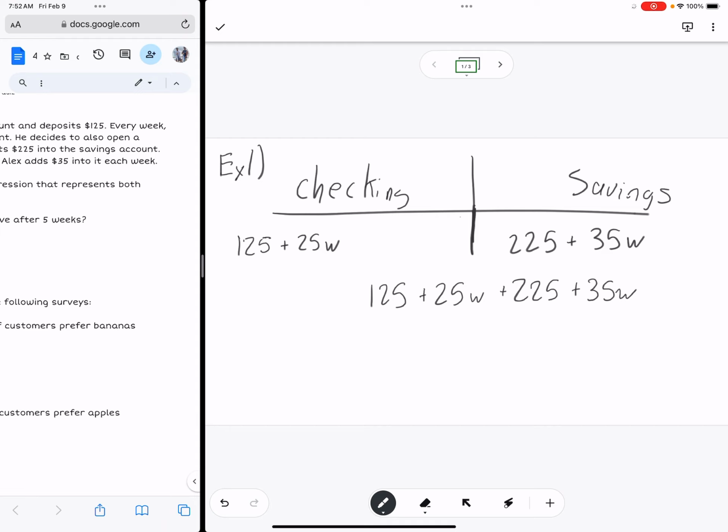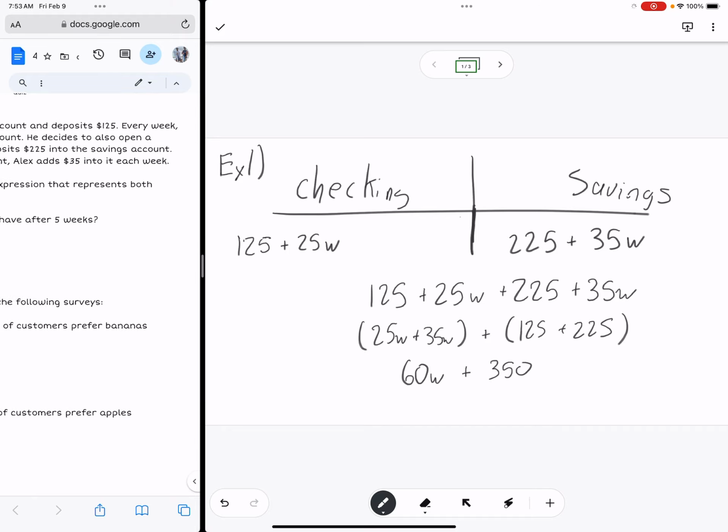Combine like terms. So Sophia, do me a favor. Can you rearrange the equations so that our like terms are together? 25W plus 35W, and then plus 125 plus 225. Yep. And then Xavier, finish it out for me. Combine like terms, like add them. 60W, and then 350.